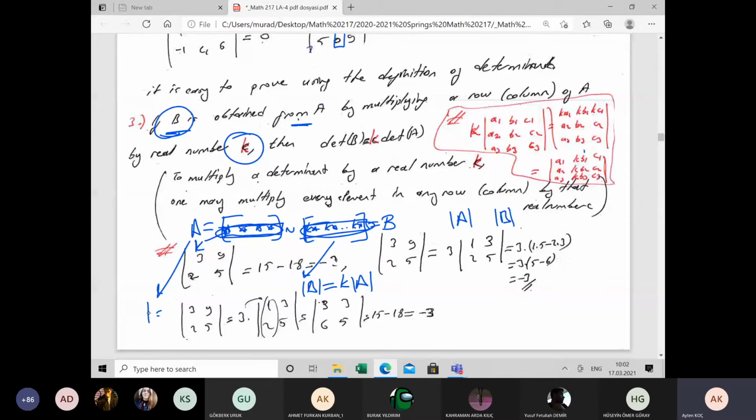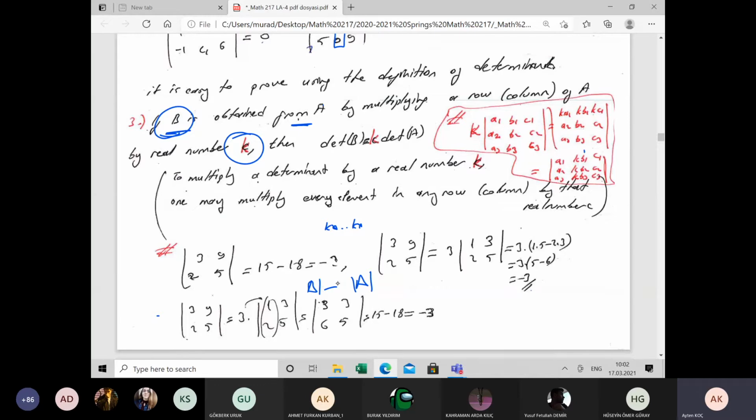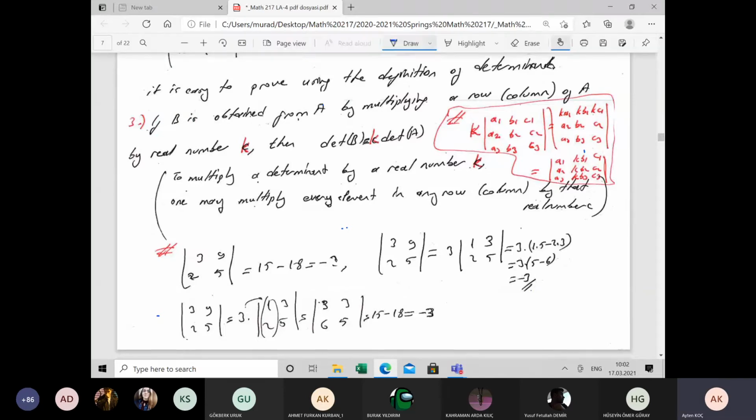Let's see this with a simple example, a 2 by 2 matrix. Look at this one. Our aim is to compute the determinant. What's the determinant? 3 times 5 is 15, and 2 times 9 is 18, minus 18. So we obtain minus 3.